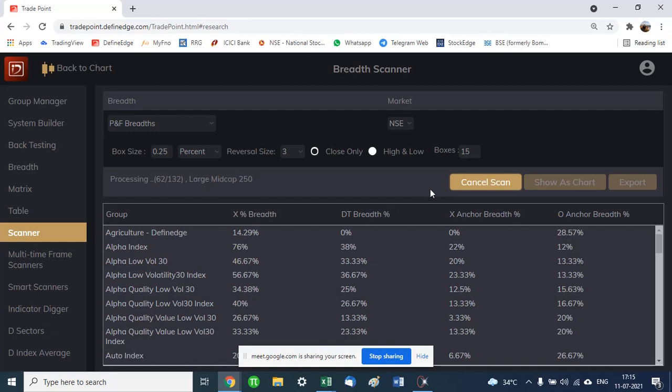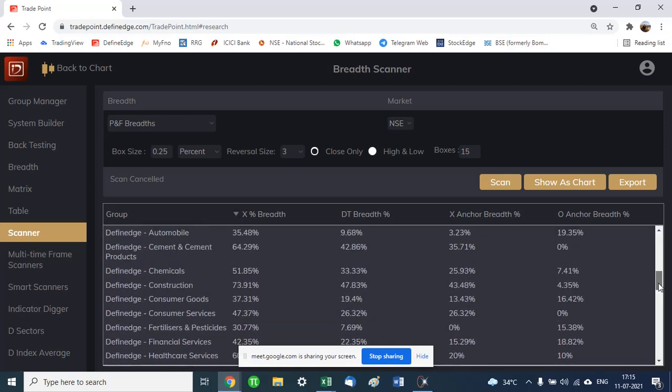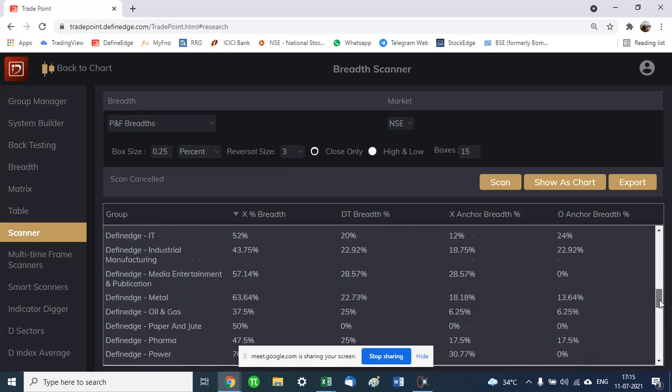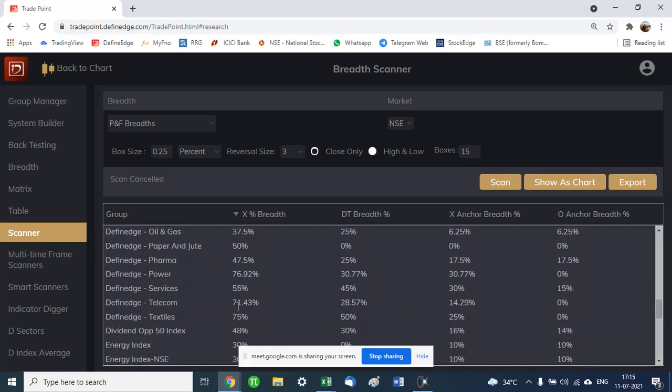Okay. So once you run this scan, I'm going to cancel it because it's going to take a little time. Once you run this scan, you can sort it and you can see which are the bullish sectors. So for example, we find the construction sector showing 74% of stocks from this sector are in a column of X, and approximately half of the stocks in the sector are giving a double top buy. So it means that this sector is looking good as of now, and you can buy stocks from this sector. For example, you have power, you have telecom, all these sectors are looking bullish.